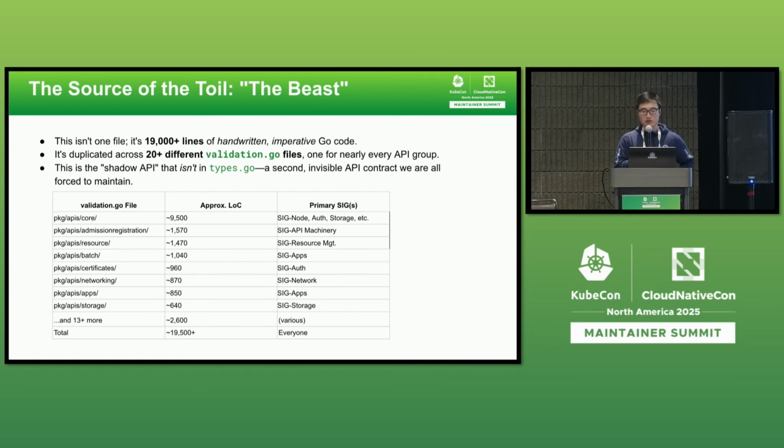So why is it so hard? Because currently there are 19,000 lines of handwritten imperative validation Go code. It's duplicated across 20 or more validation.go files, one for nearly every API group. So this is a hidden API that is not explicitly shown in the API documentation or anywhere else. You can see the tables. They come up in every API group and add up to the 19,000 lines of code, and each is the responsibility of every SIG.